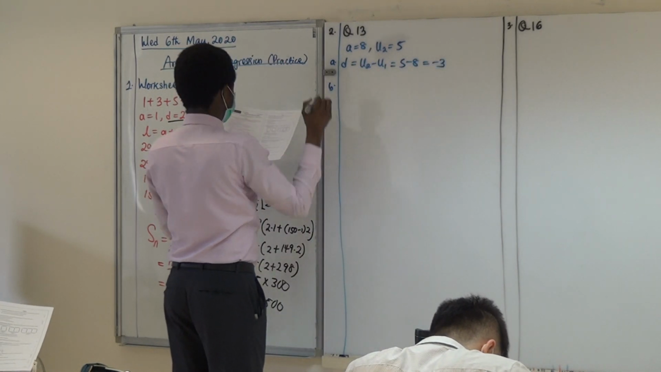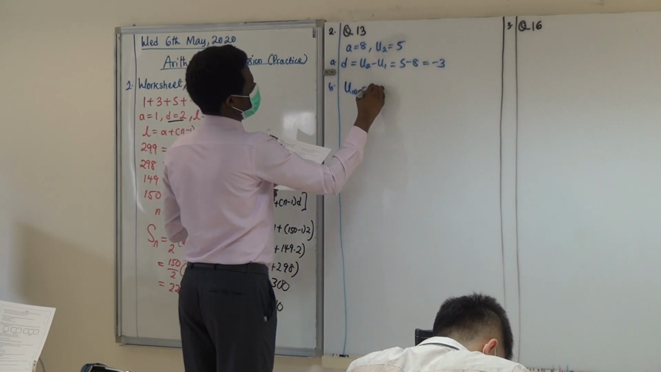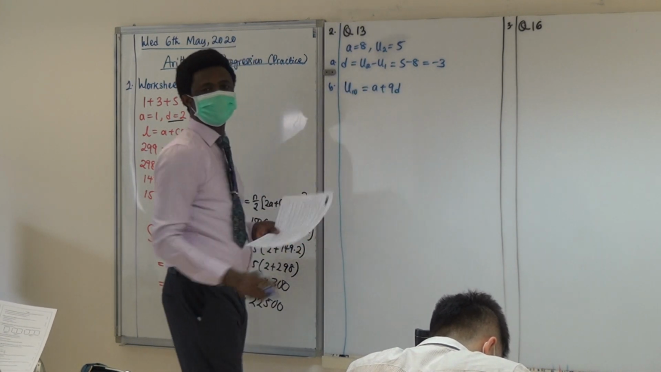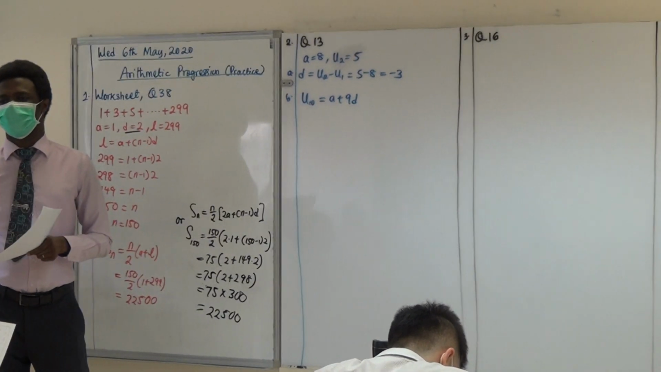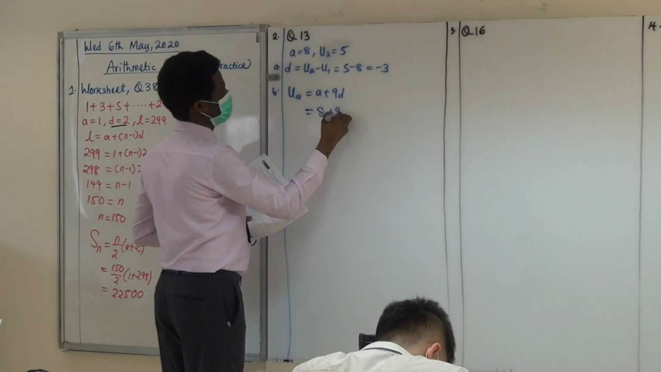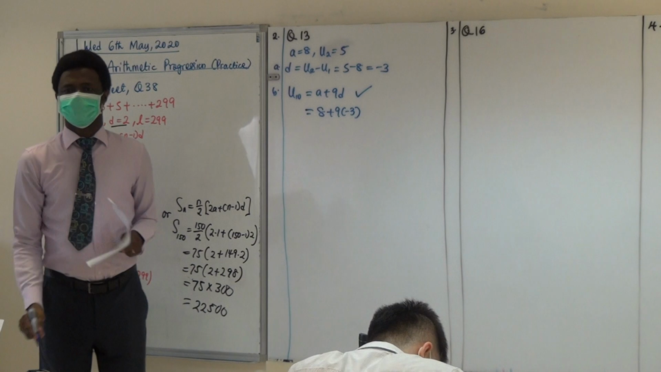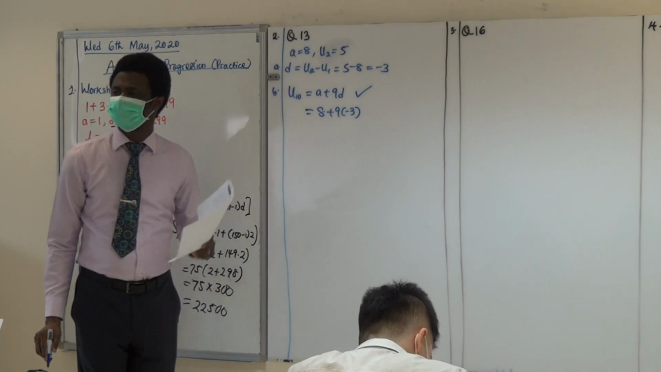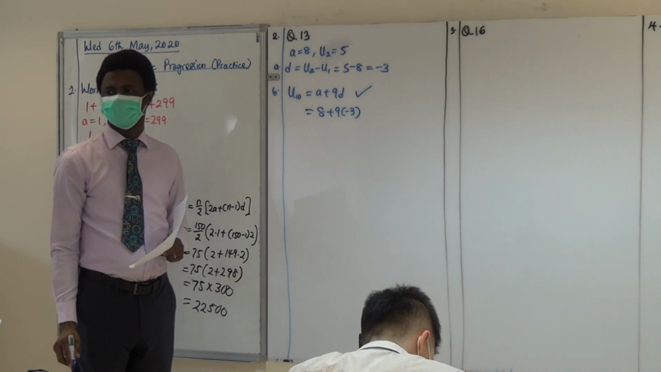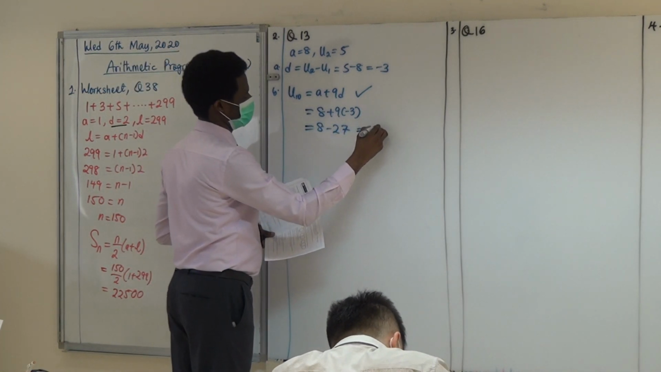That's all. Find the 10th term. That's U10. What is U10? A plus 9D. Let's write it as this first. Then you substitute: A, 9, negative 3. Again, this is very important. Always use something. So when you substitute, 8 minus 27, is that negative 19? Yes. Good.